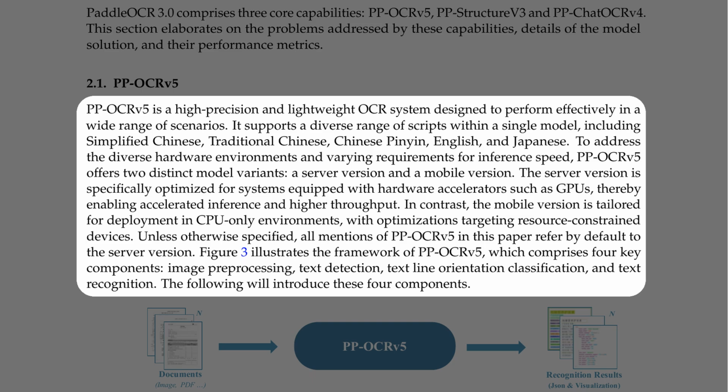Unless otherwise specified, all mentions of PaddleOCR v5 in this paper refer by default to the server version. Figure illustrates the framework of PaddleOCR v5, which comprises 4 key components: image preprocessing, text detection, text line orientation classification, and text recognition. The following will introduce these 4 components.